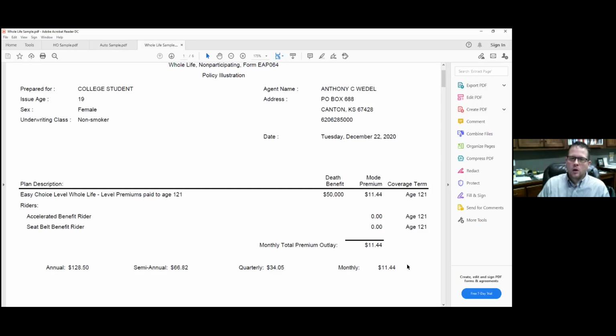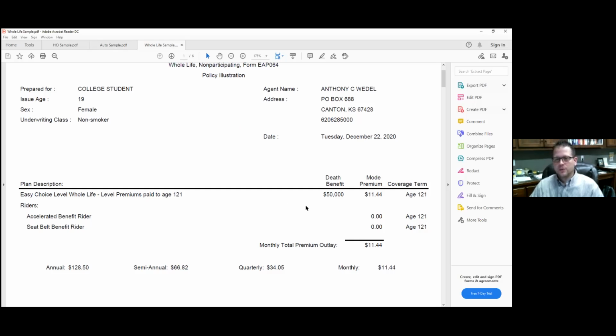And there are numerous different kinds of life insurance you can buy. I want to talk about two of them here, because I think they're the most applicable for you. One of them is whole life insurance. Whole life insurance means just what it means. I'm going to have insurance in this particular case to age 121. People don't live to be 121, so it's whole life insurance.